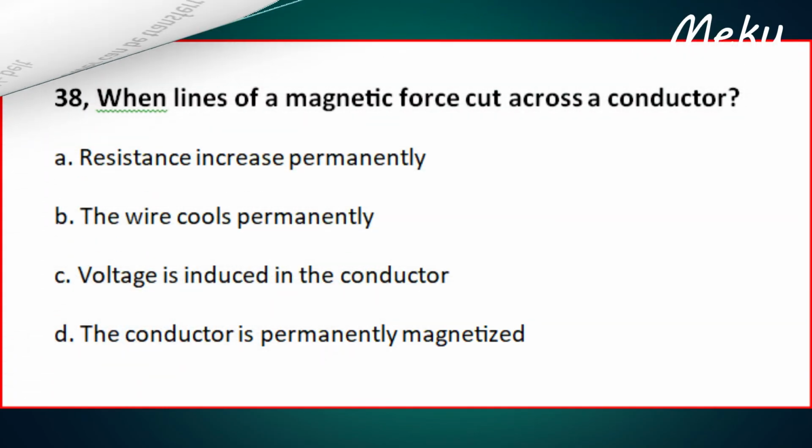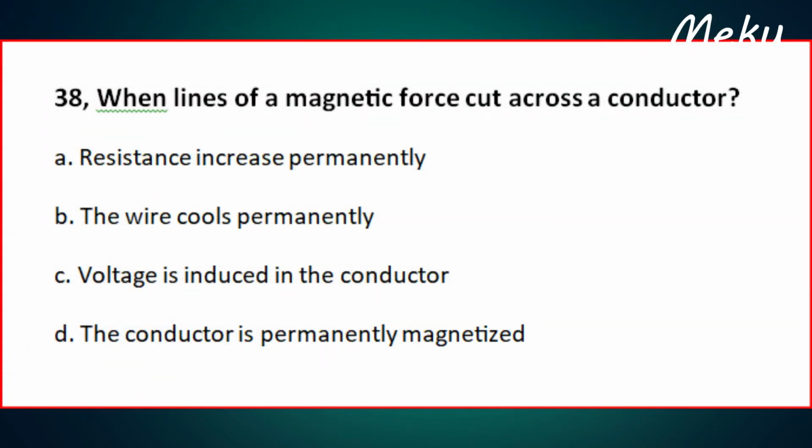38. When lines of a magnetic force cut across a conductor. A. Resistance increases permanently. B. The wire cools permanently. C. Voltage is induced in the conductor. D. The conductor is permanently magnetized.